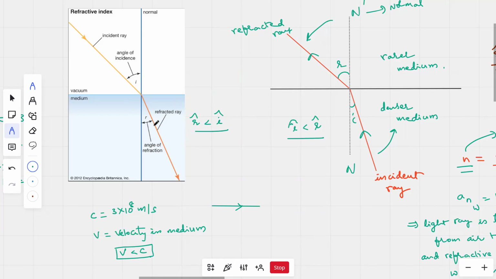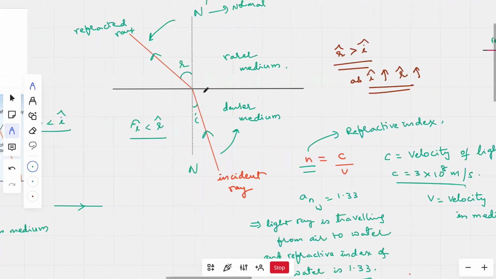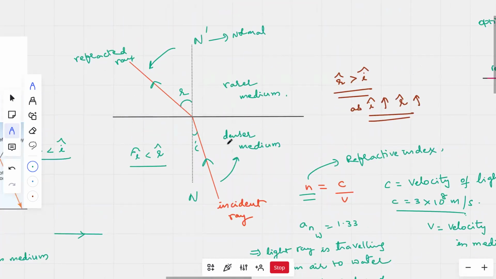Next, you will get a doubt. What happens to the light ray if it is traveling from optically denser medium to the optically rarer medium? Reverse phenomenon. See here, for that I put the same thing. Here, the light ray is traveling from optically denser medium to optically rarer medium, so the angle of incidence is less than the angle of refraction. Can you make out? This is the incident ray, this is the refracted ray, this is the normal drawn to the interface, this is the denser medium, and this is the rarer medium.